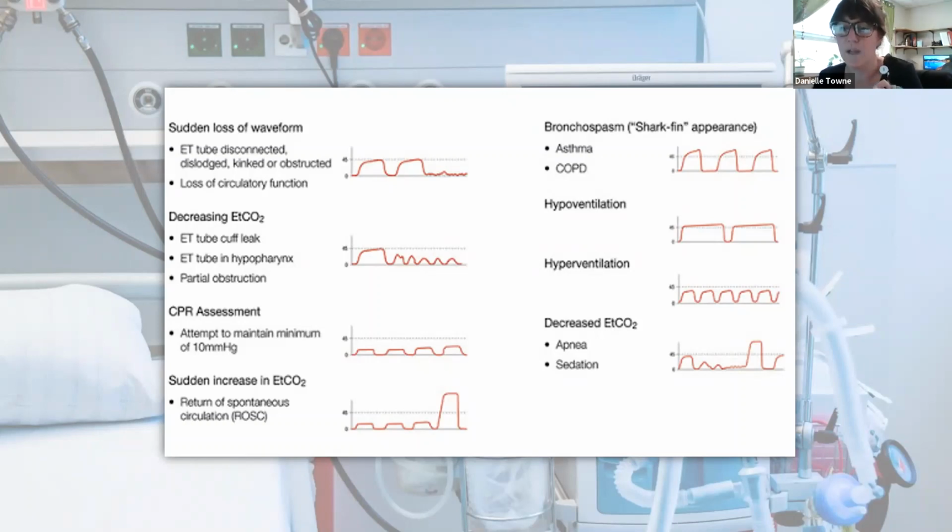And so it's a really important concept, I think, to understand that normal is not normal for all patients. Normal is normal for healthy, normal patients, but normal can actually be really abnormal for your really sick patients.